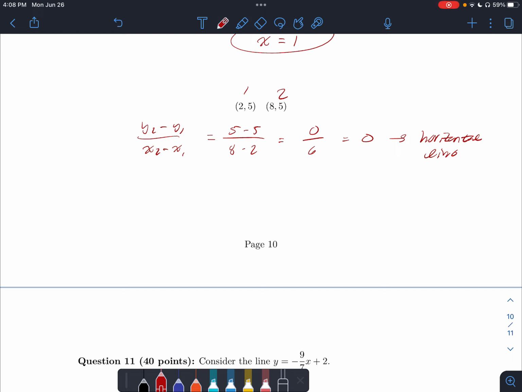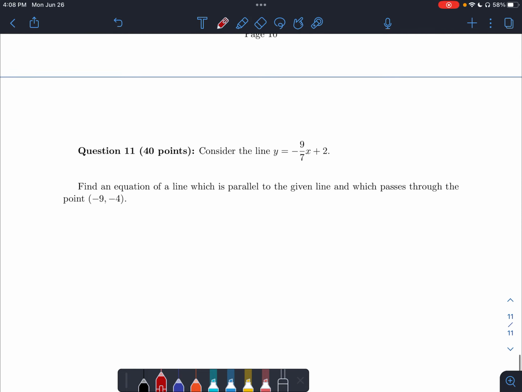And if it's y equals something, it has to be what the y values are here. So we have y equals 5 as the equation for our line.